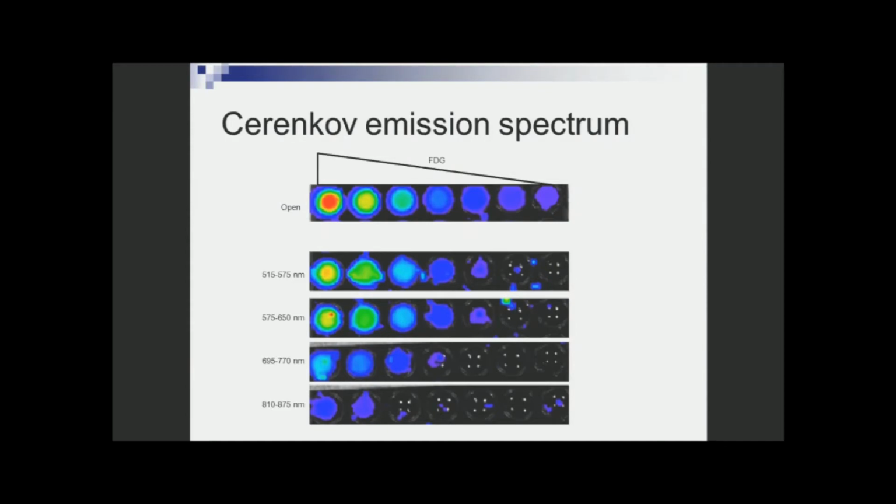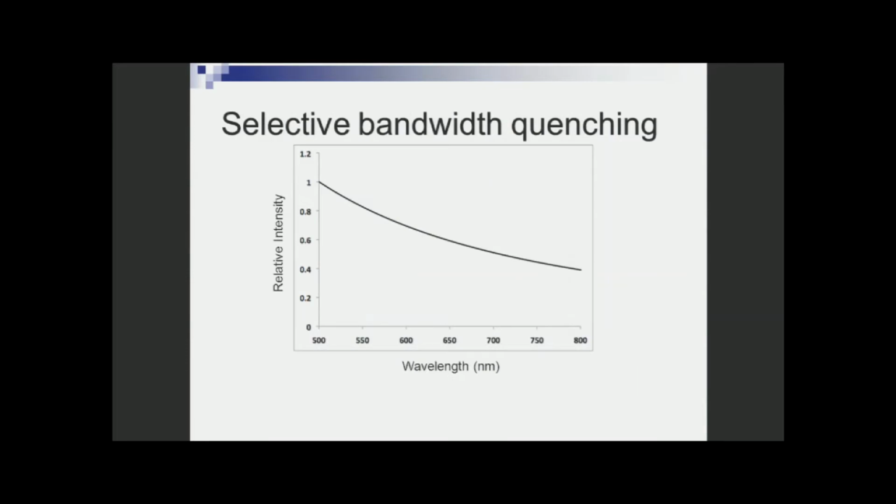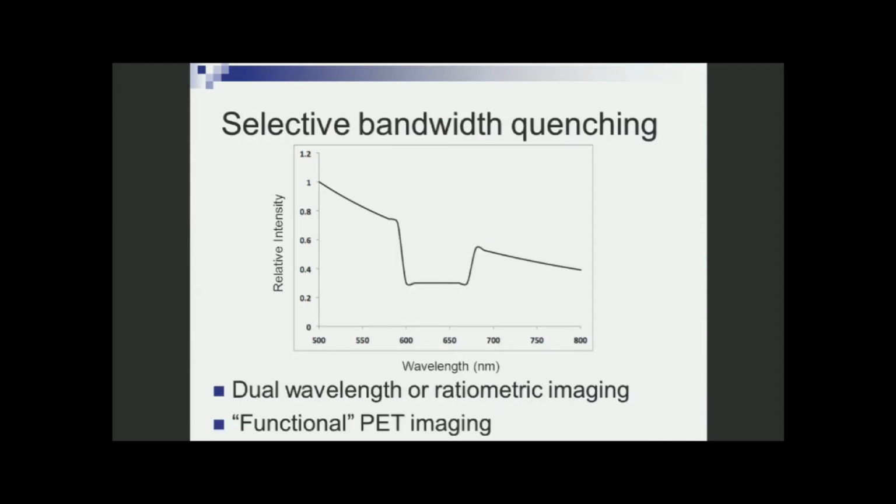And as you would expect, you get the highest photon emission at the lower wavelengths because the emission is proportional to 1 over lambda squared, and as the wavelengths go up, the emission drops off. So we want to exploit this, and so we come up with this concept that we call selective bandwidth quenching. This is the theoretical 1 over lambda squared plot of relative intensity as a function of wavelength, and we want to design a contrast agent that will selectively remove an emission band from that continuous spectrum, and then we can do imaging at this wavelength or at more than one wavelength and add some kind of additional functionality to our imaging.